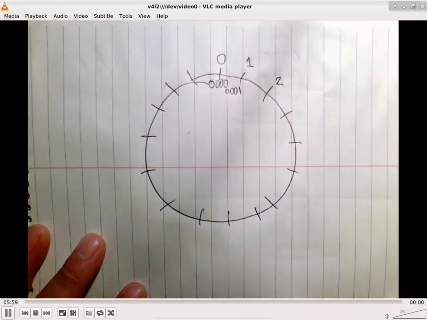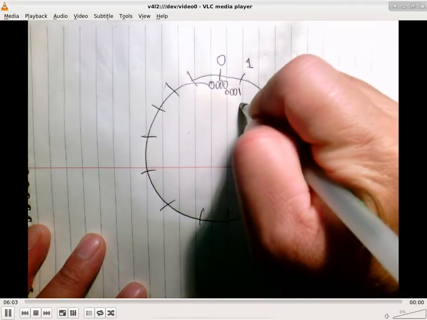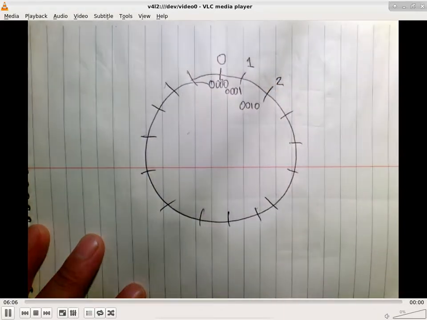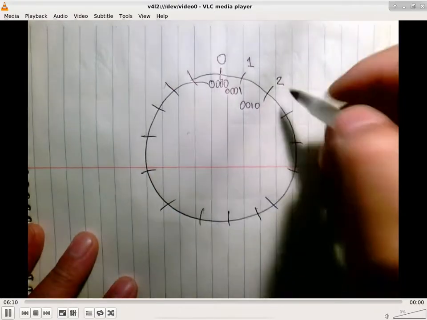What about 2? That's a tricky one. In base 2, 0, 0, 1, 0, because it has 1 of 2 to the power of 1. What about 3?